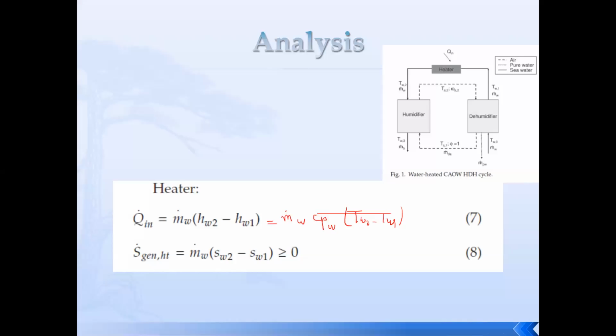Yeah, here it is. So that was the energy balance for the heater, talking about the HDH system.